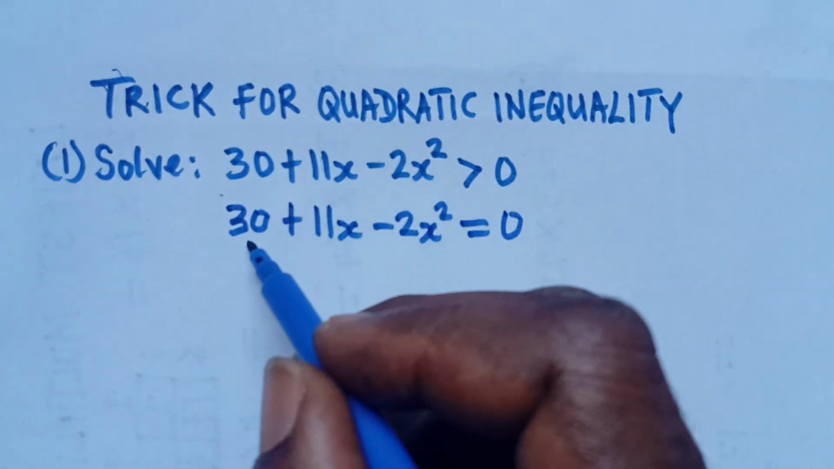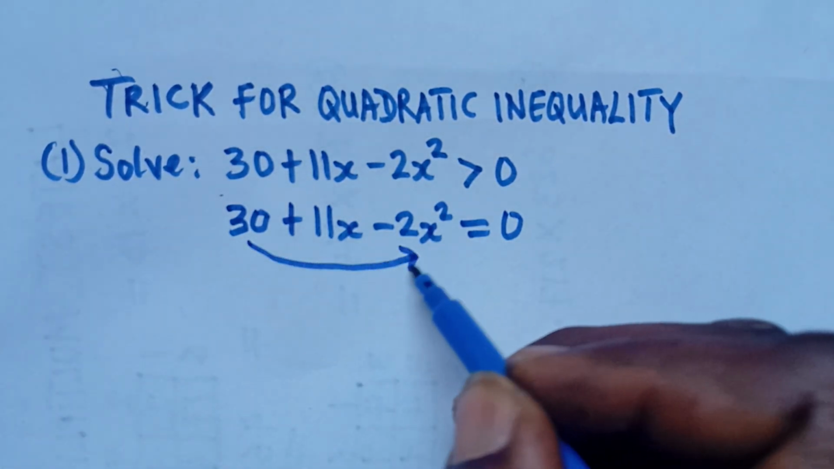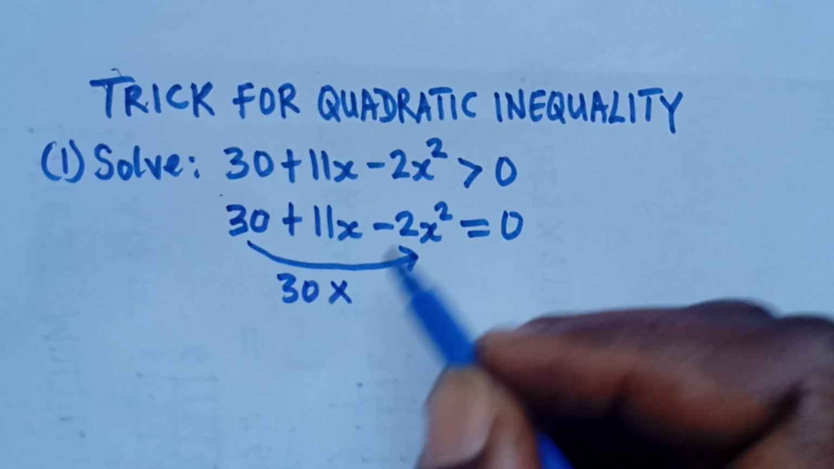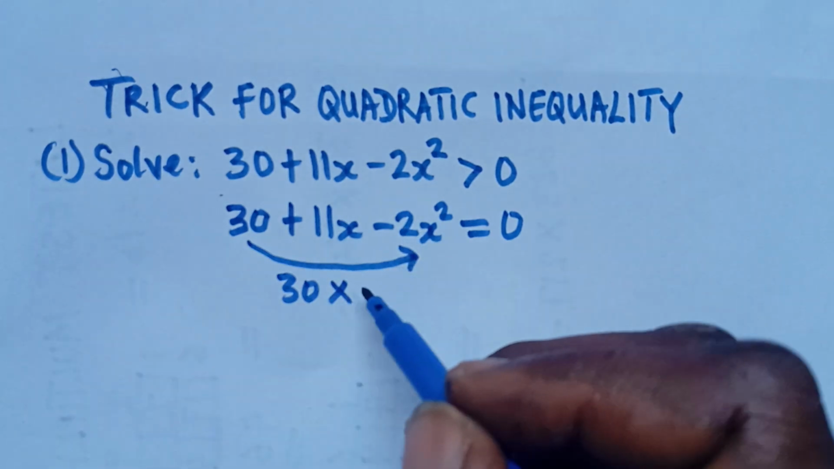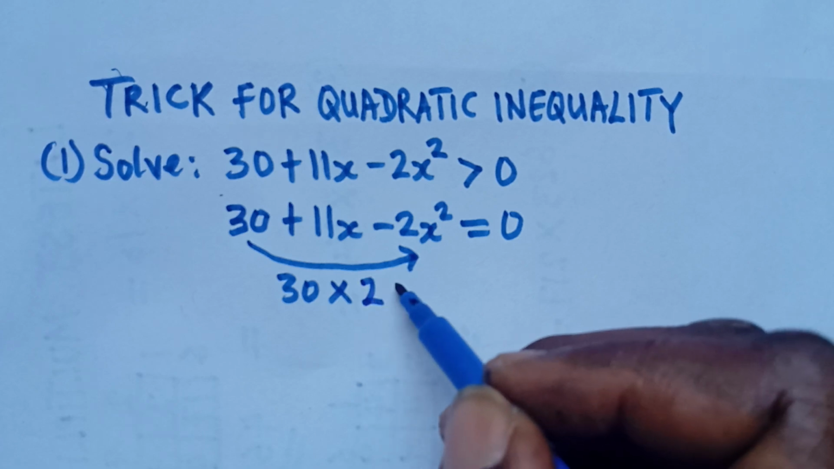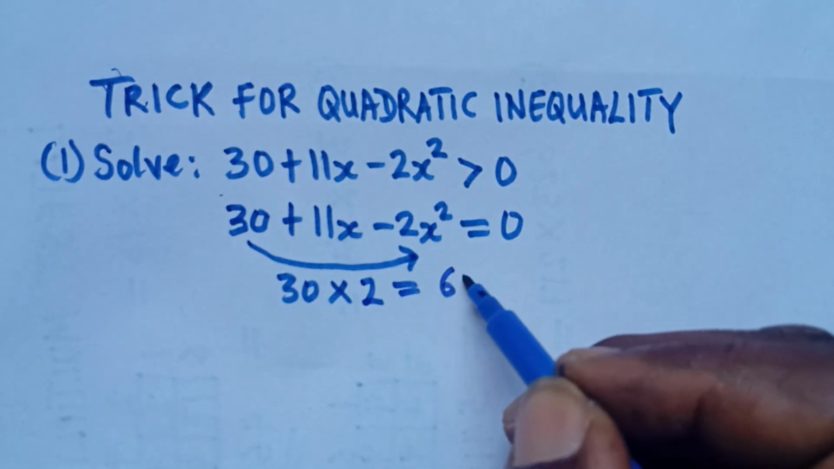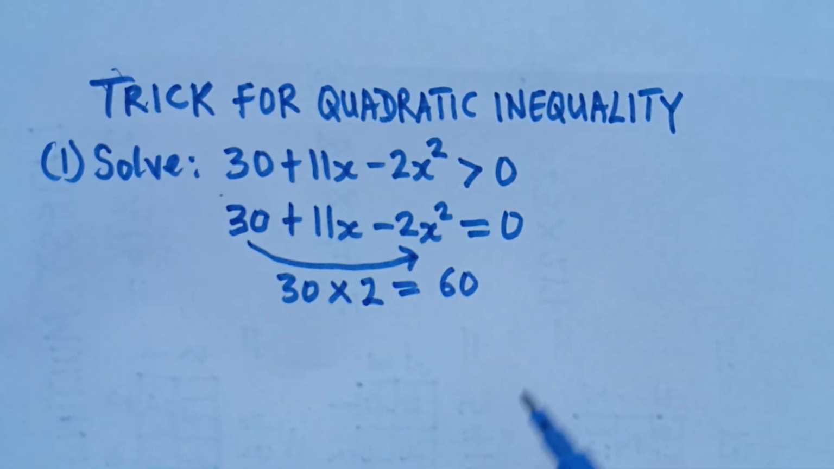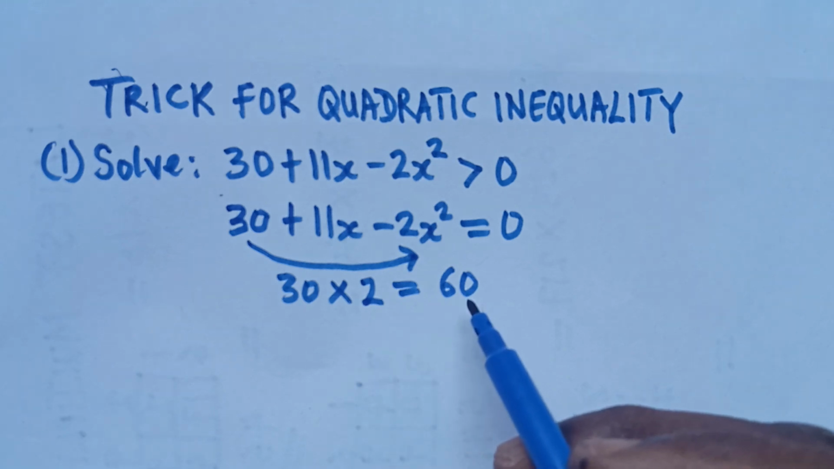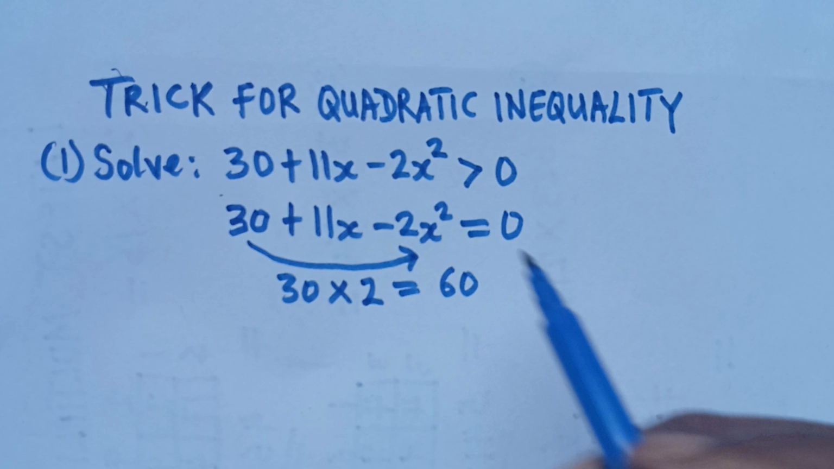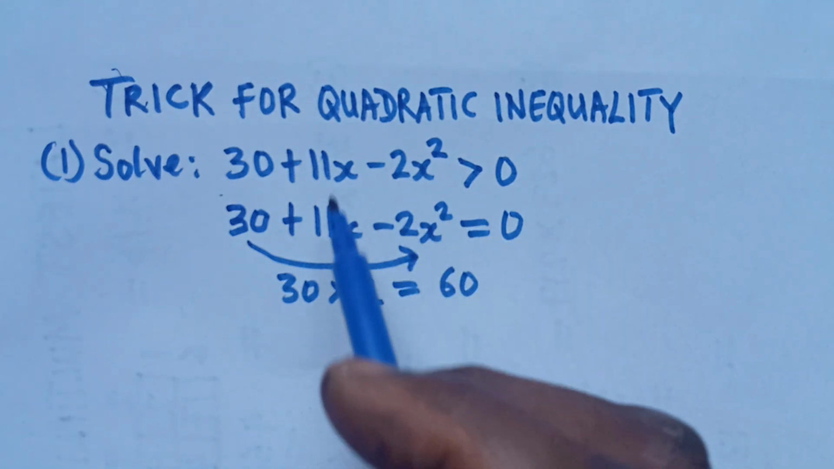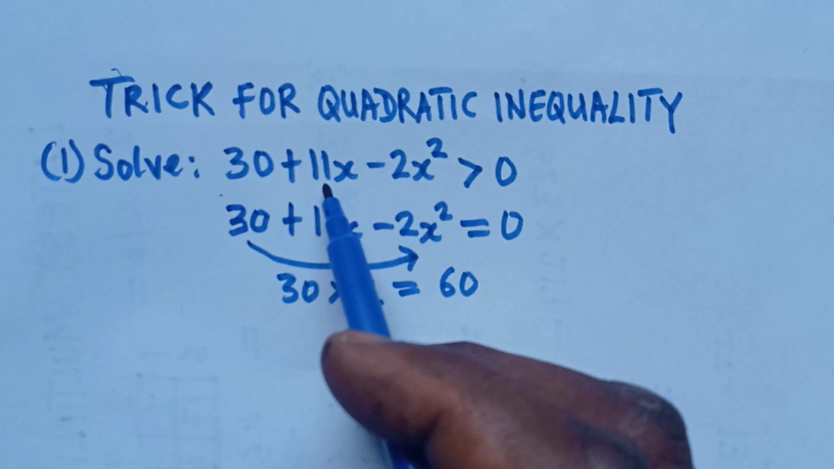Then as usual, we're going to multiply these two values. So it's going to be 30 times, I'm going to ignore the negative sign first, and write 2. That will give me 60. So what I'm going to do now is to look for two numbers such that their product will be 60, actually negative 60 because of the negative sign here, and their sum will be 11.